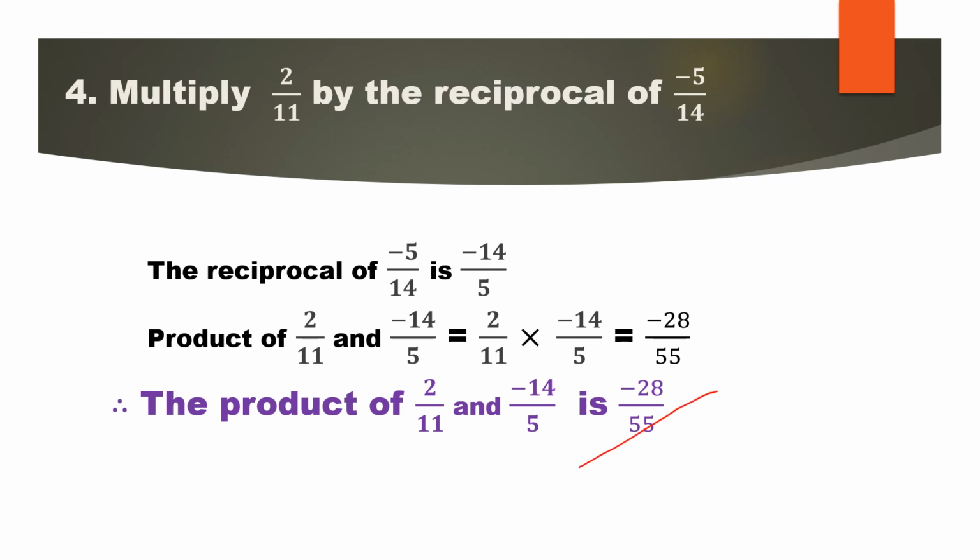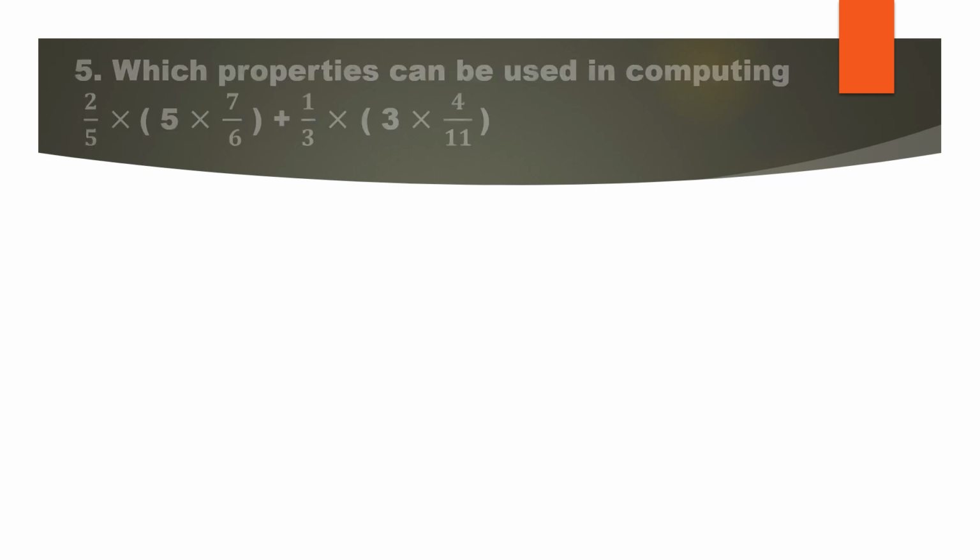Clear? So first you should do the reciprocal. To that reciprocal you should multiply the given number, then whatever answer you got, multiply the numerators, multiply the denominators, and this is your answer. Clear? So let us go to the next question. Here is your next question.